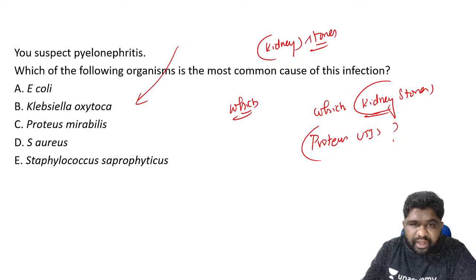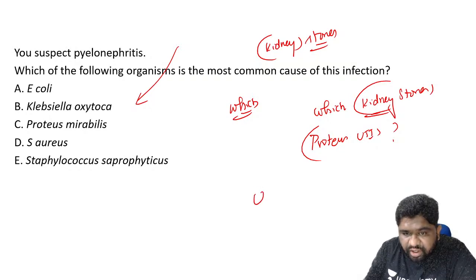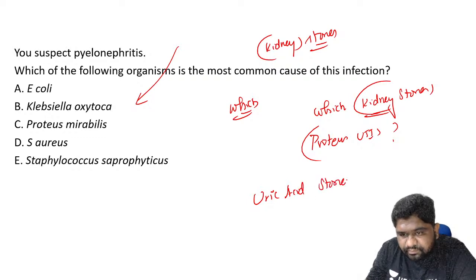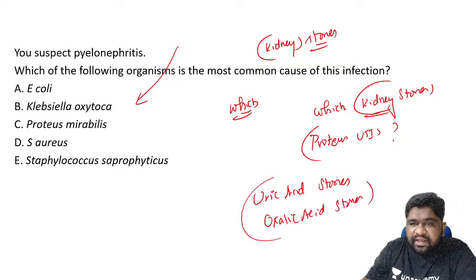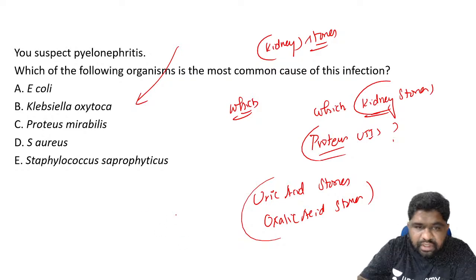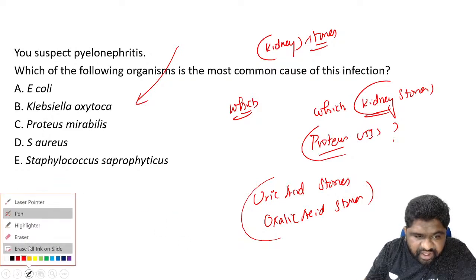These are all MCQs that you have to know for answering INICET. They have been removed. Okay, calcium is not the right answer. I'll tell you. Uric acid stones, oxalic acid stones are not common in case of Proteus UTI. Let me tell you the mechanism. Now listen to this mechanism very carefully.